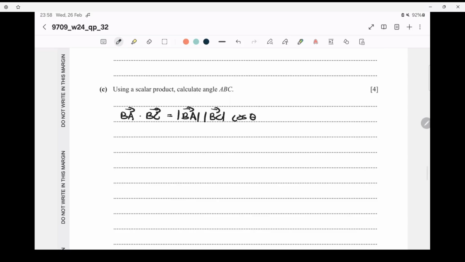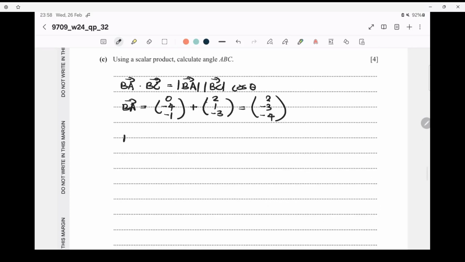So let's calculate BA. So BA would be (0, -4, -1). So over here I already simplified how you will find BA, which is actually BO plus OA. So the first term is BO, the second term is OA, (2, 1, -3). So this is (2, -3, -4). What about BC? BC is BO plus OC. So the same thing. You would get (-3, -6, 1).